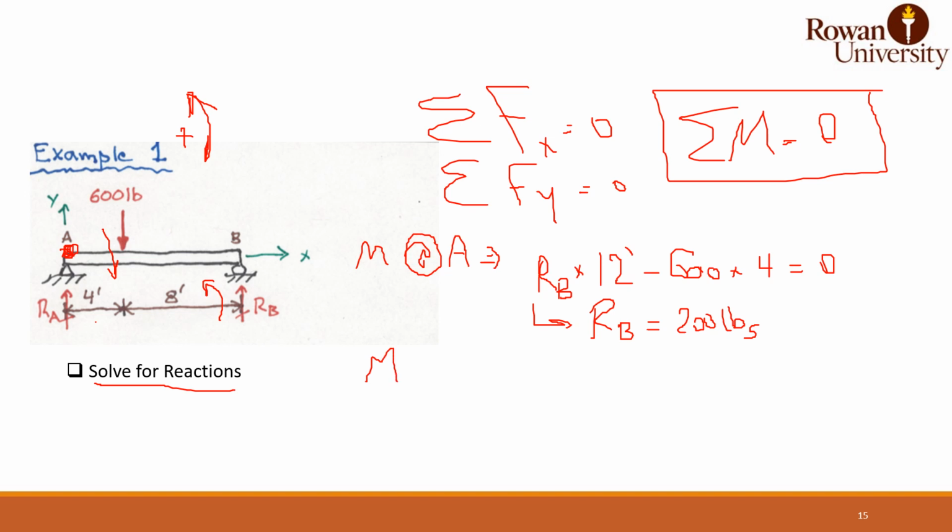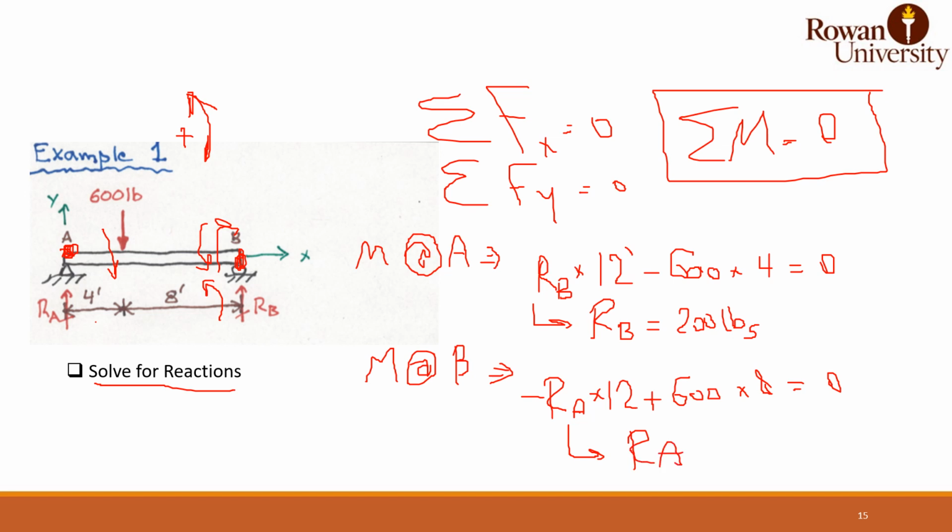Similarly, if you take the moment around B, which is going to be this point now, your RA will be negative RA, because RA around point B will turn clockwise, times 12, plus, since the 600 pound is turning around B as counterclockwise, it will be 600 pound times 8. That will be equal to 0. From this, you can get RA as 400 pounds.